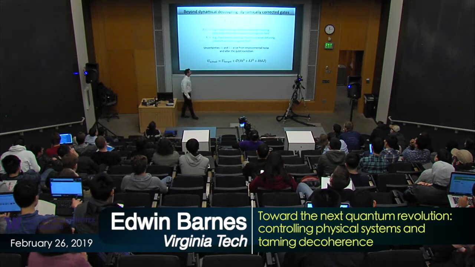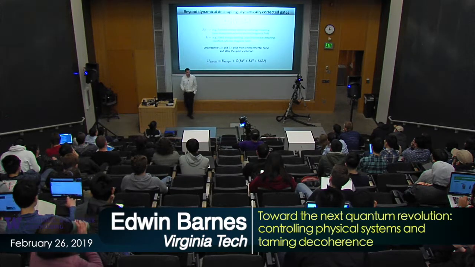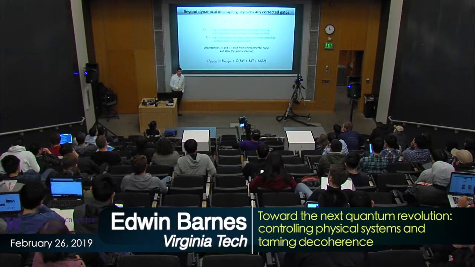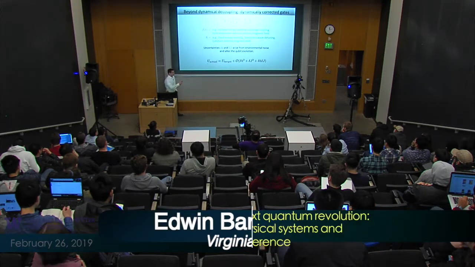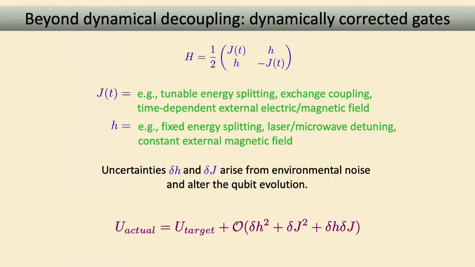So how do we systematically find good driving fields, good control fields, to achieve various kinds of gates that we want with very high precision, despite the presence of noise? So here's the Hamiltonian for a qubit. It's a 2x2 matrix. It depends on time, because I have some driving field. Let's call it J of t in general. And then there's some constant field, like a magnetic field. Let's call it H.